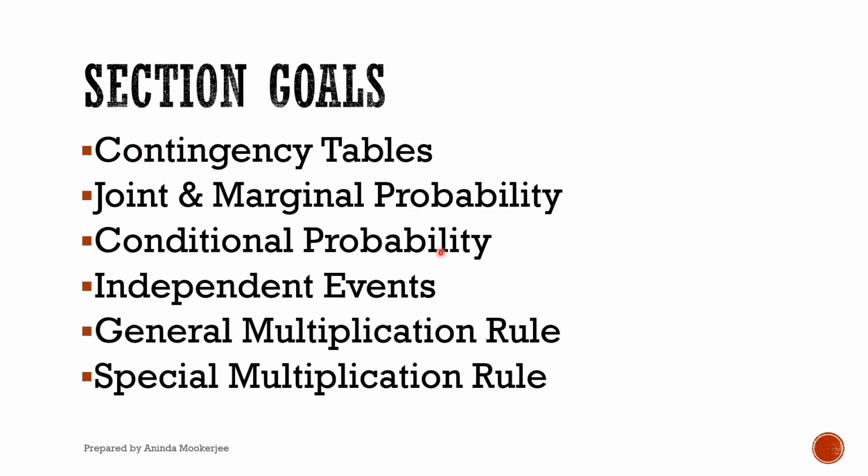Then we'll talk about conditional probability, which is a very important topic of probability and useful one too. And then independent events, what independent events are. Then we'll talk about the general multiplication rule and the special multiplication rule. Earlier, we had studied about the general addition rule and the special addition rule. Now we are going to talk about a couple of multiplication rules, right?